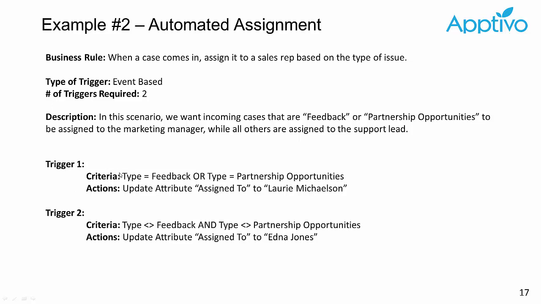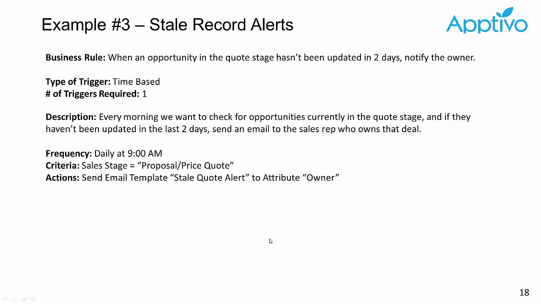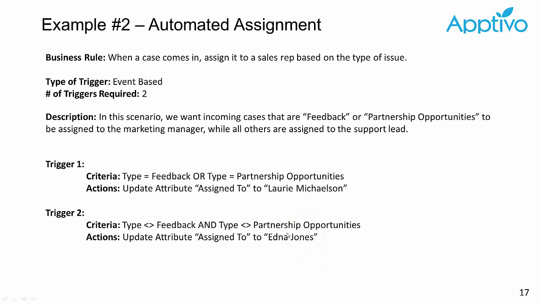So what I'll do is write one rule for each scenario, and then the action will be to assign to that person. This Edna Jones would be the support manager, and then Lori would be playing the role of the marketing manager. So I write a group that includes these two, so an or condition, and then I do the action, and in this case, I just do it does not equal both of those, so an and condition.